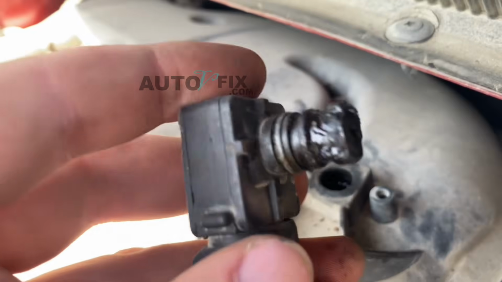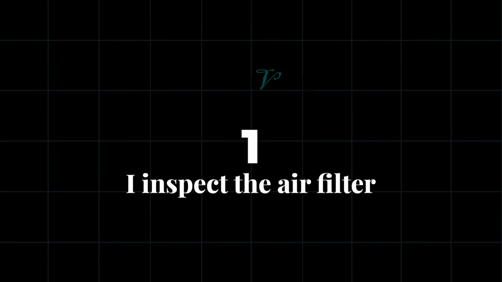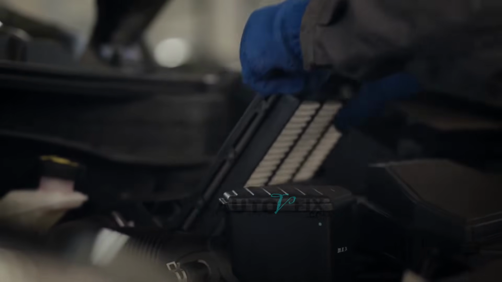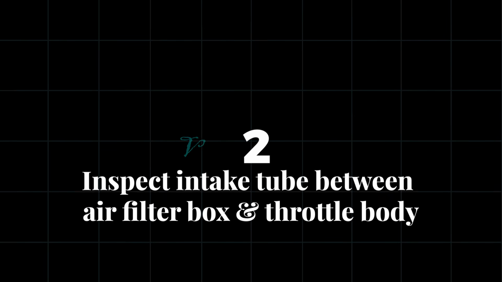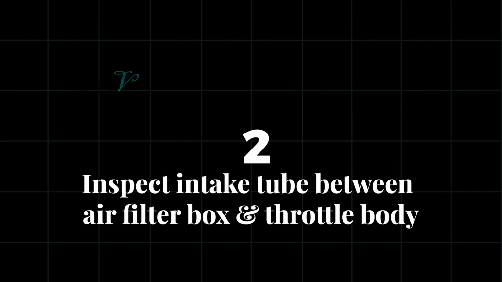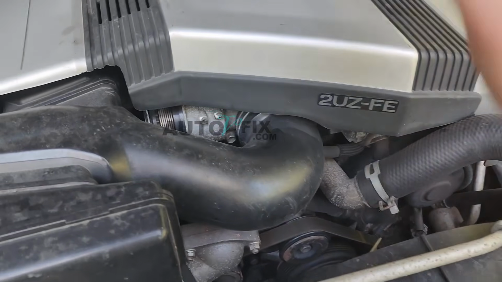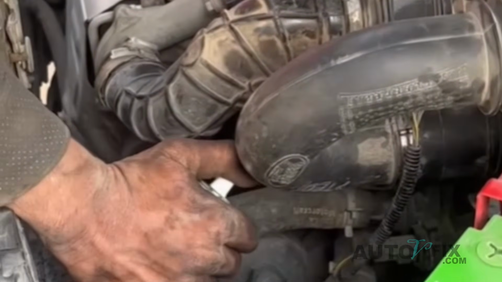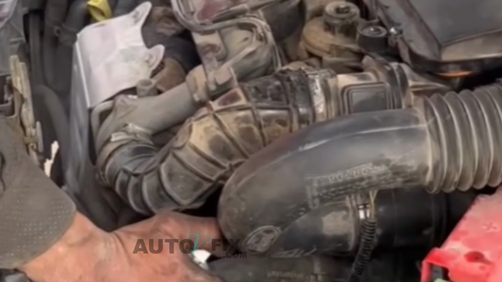How I check a MAF sensor before replacing it. Before I replace a MAF sensor, I want to rule out the simple stuff first. First, I inspect the air filter. If it is extremely dirty, damaged, or incorrectly fitted, that can affect airflow and contaminate the sensor. Second, I inspect the intake tube between the air filter box and throttle body. If there is a crack, loose clamp, or air leak after the MAF sensor, then unmetered air can enter the engine and create symptoms that look like a bad sensor, even when the MAF itself is fine.